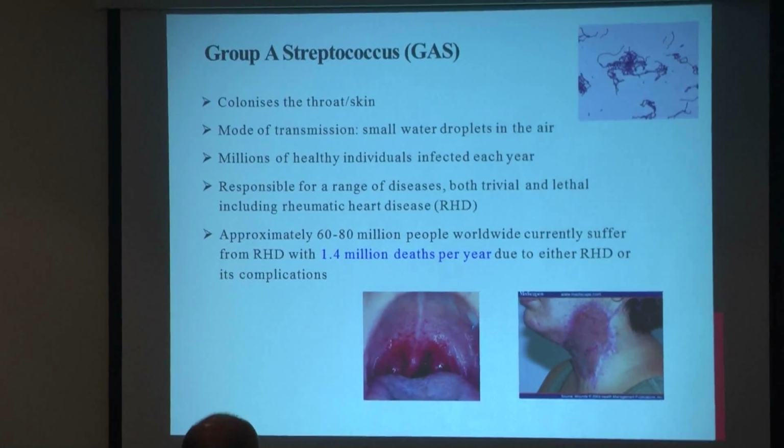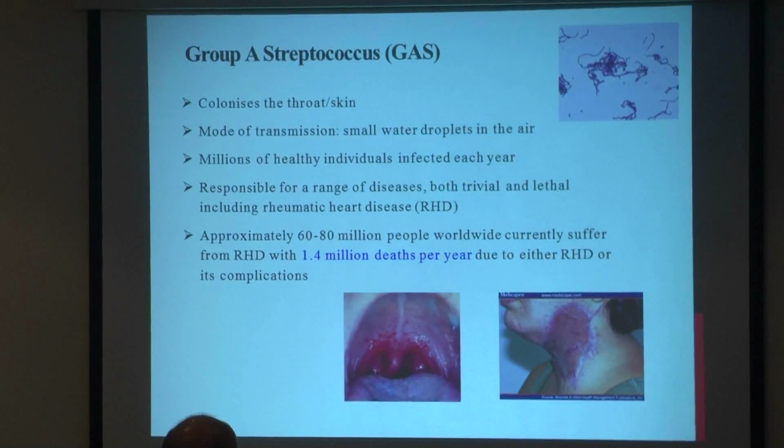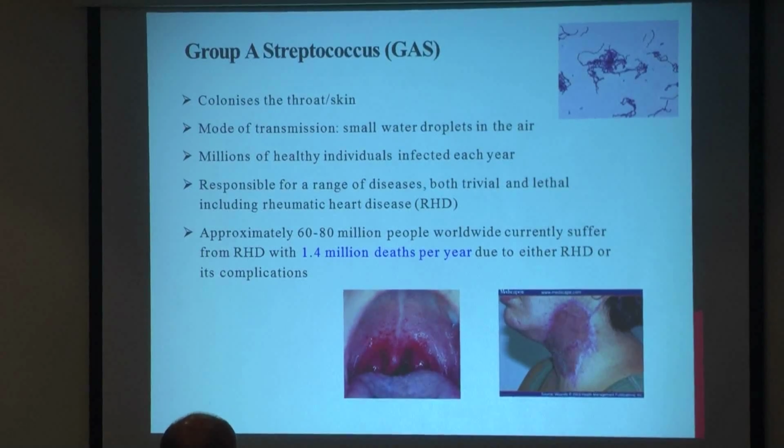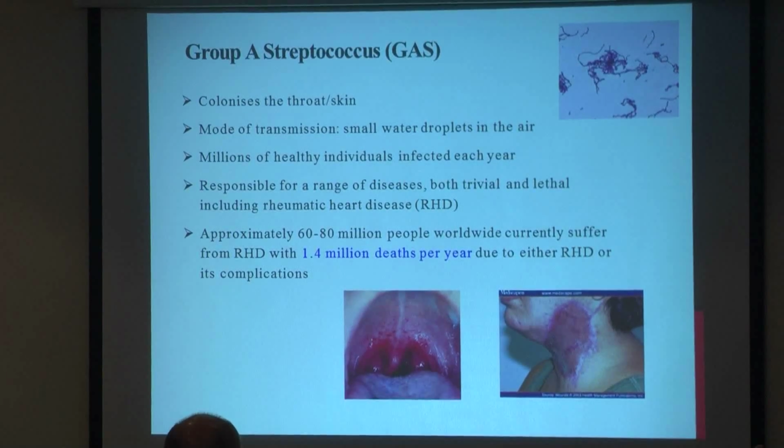throat and the skin. It's easily transmitted via small water droplets in the air, which infects millions of healthy individuals each year. It is responsible for a range of diseases, both trivial ones and lethal ones, such as the common sore throat, pharyngitis, necrotizing fasciitis, which is a flesh-eating bacteria, and also rheumatic heart disease, whereby Australia's indigenous people suffer the highest rate. Approximately 60 to 80 million people currently suffer from rheumatic heart disease, and it causes about 1.4 million deaths per year, which makes it one of the top 10 pathogens in the world today.